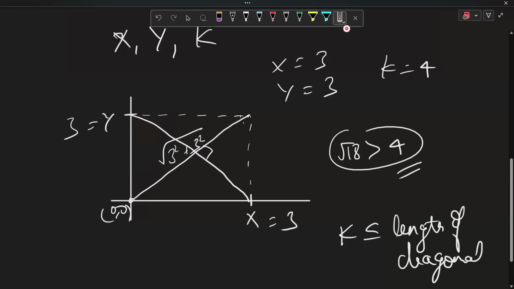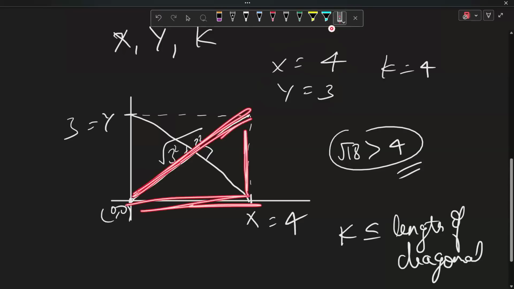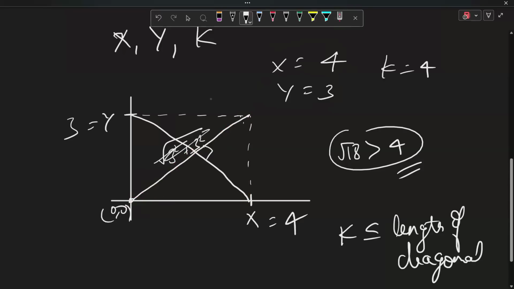Now, what if X was 3 and Y was 4? If this was 4, then what would be this diagonal? This side is more length, this is less length. So this diagonal would be the square root of 3 squared plus 4 squared. It would become 5. The length of the diagonal would become 5.